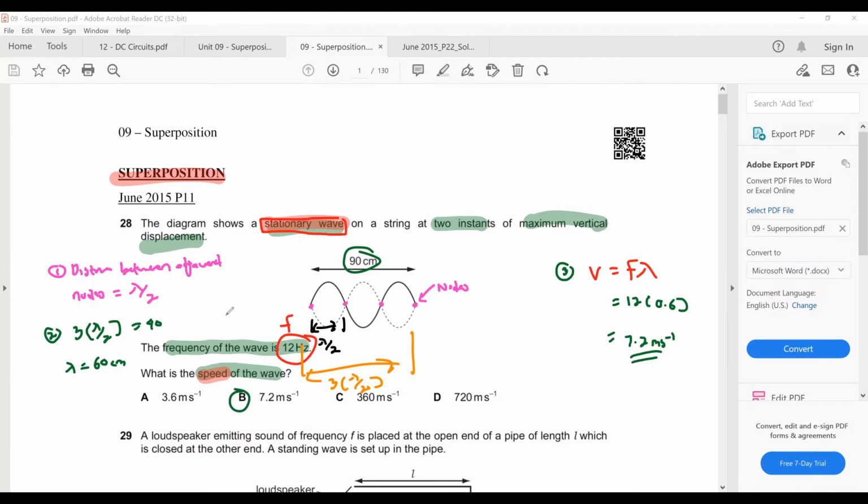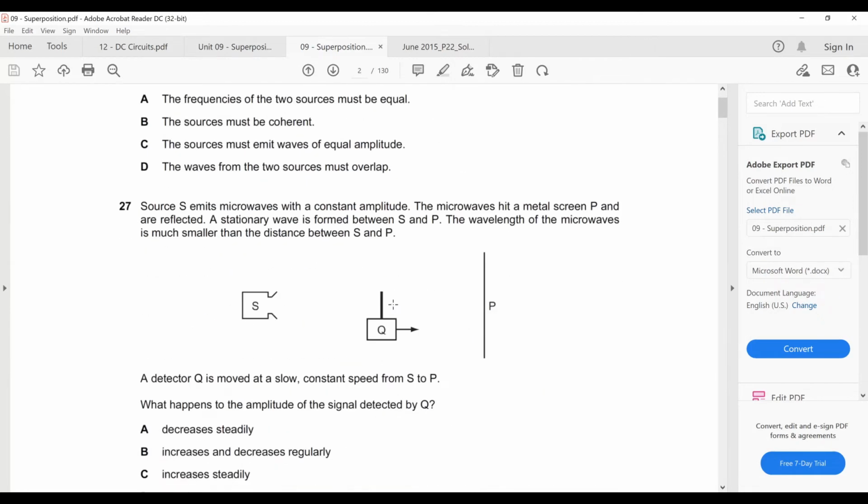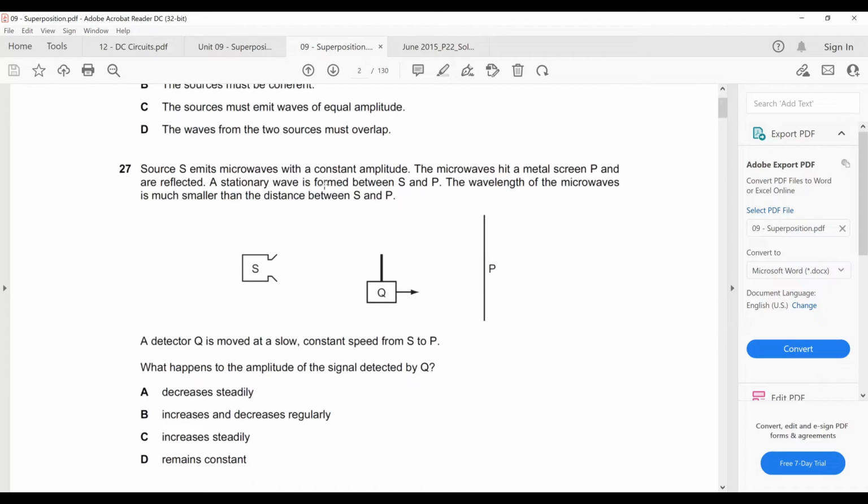Right, so this is one simple application of it. Then we move on to page 2, question 27. So the next one is page 2, question 27. We'll go through that one now. Let me just clear off this drawing here and move on to page 2, which is this one.